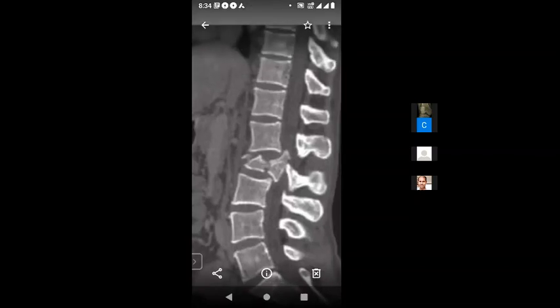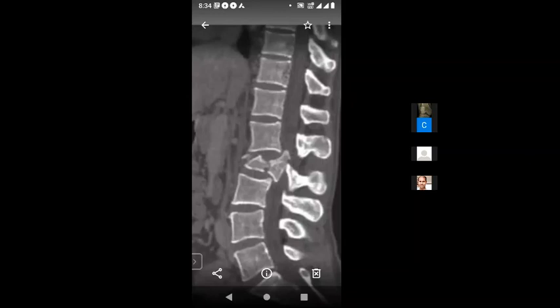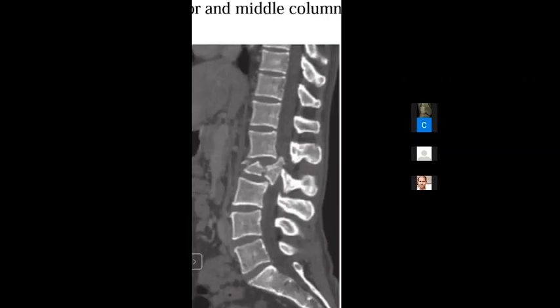So you can have a different set of questions. How do you manage, or when do you operate? One question may be, when do you operate? You can say when the vertebral body collapse is more than 50%, or when the spinal canal dimension is occluded by more than 50%. You can say that these are the indications, and also if there's a neurological deficit. So these three answers should come in the question when it's asked.